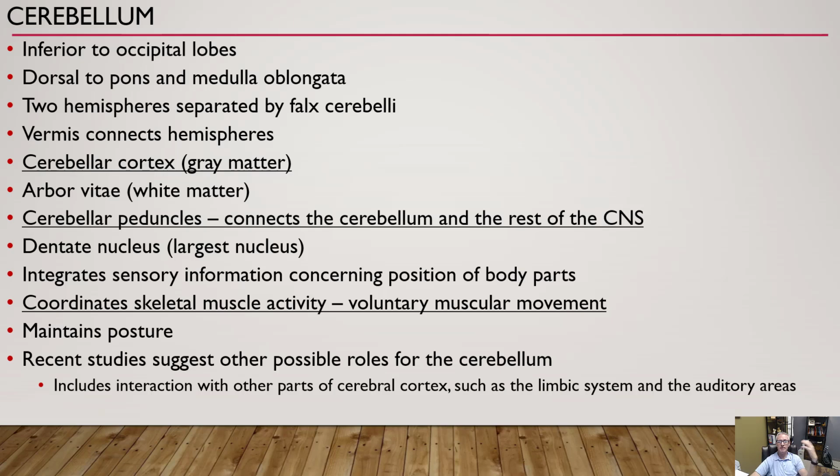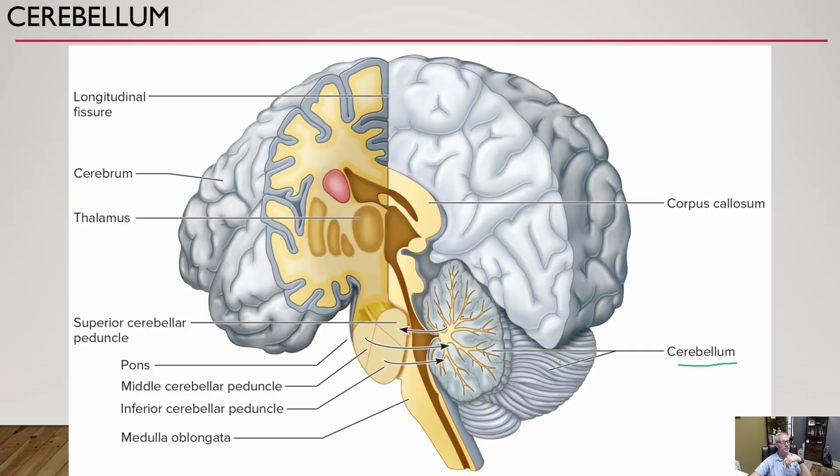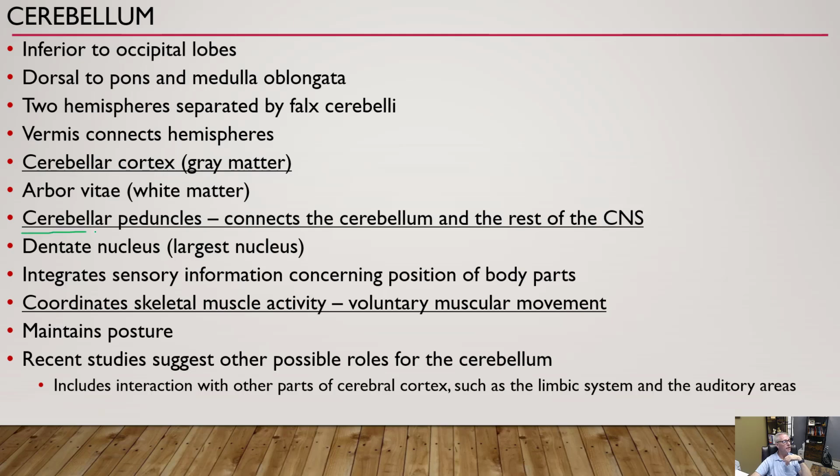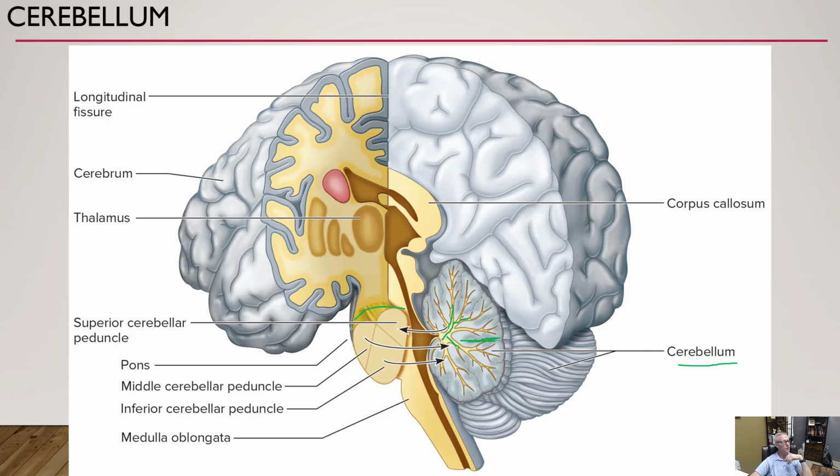We also have the cerebellar cortex, which is a bunch of gray matter. So this cerebellar cortex right here is a bunch of gray matter. And then we have a bunch of white matter here called the arbor vitae. Arbor means tree, vitae means life. So a lot of people call this the tree of life. We have cerebellar peduncles, and basically that connects the cerebellum to the rest of the central nervous system. Those are your cerebellar peduncles there.